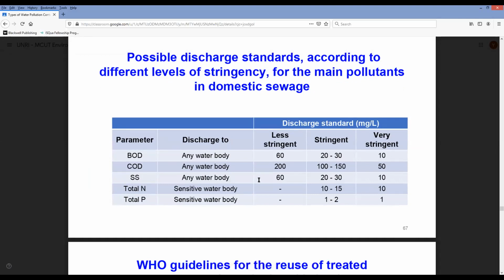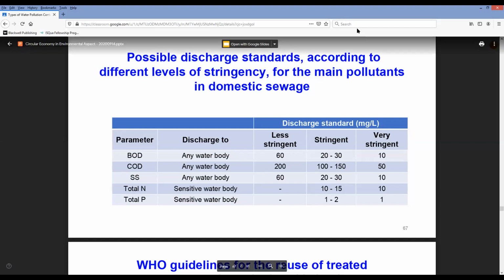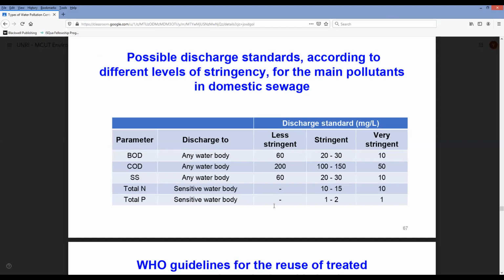Okay, and then this is the possible discharge standard according to the different levels of stringency for the main pollutants in domestic sewage. For BOD, for the stringent level, it is usually about 20 to 30, and for COD, about 100 to 150. And for SS, the suspended solids, it is about 20 to 30 milligrams per liter. So this is just a common discharge standard for developing countries.